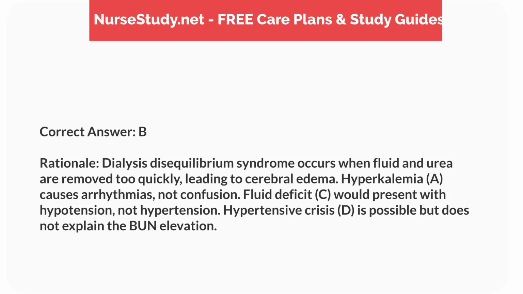Rationale: dialysis disequilibrium syndrome occurs when fluid and urea are removed too quickly, leading to cerebral edema. Hyperkalemia, A, causes arrhythmias, not confusion. Fluid deficit, C, would present with hypotension, not hypertension. Hypertensive crisis, D, is possible, but does not explain the BUN elevation.